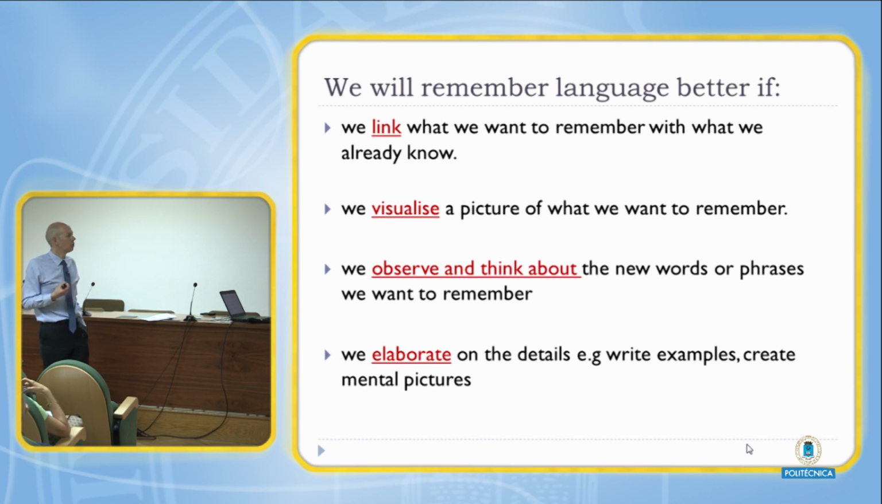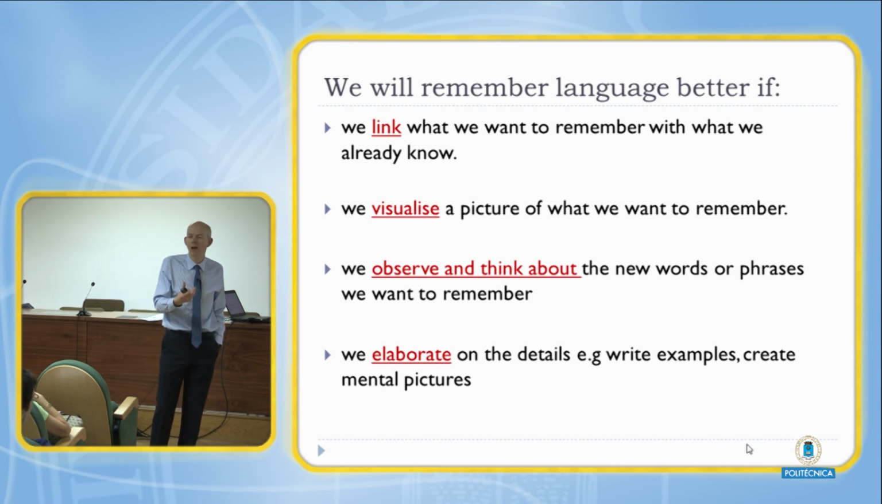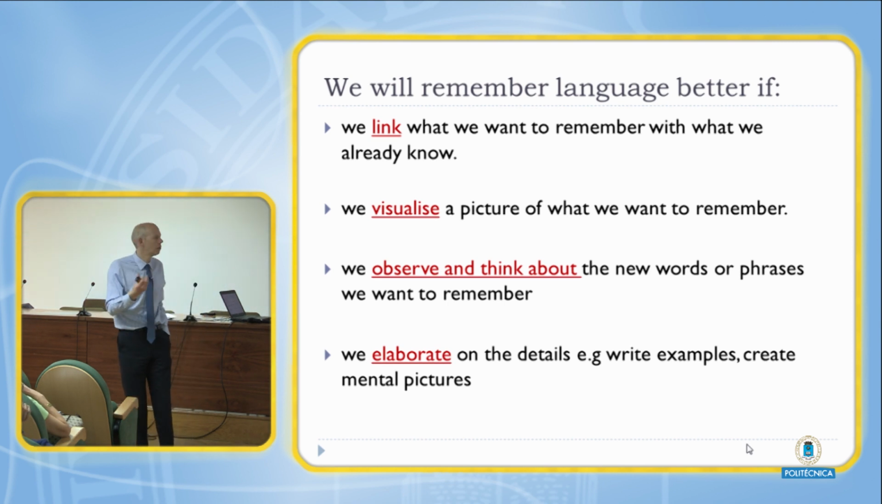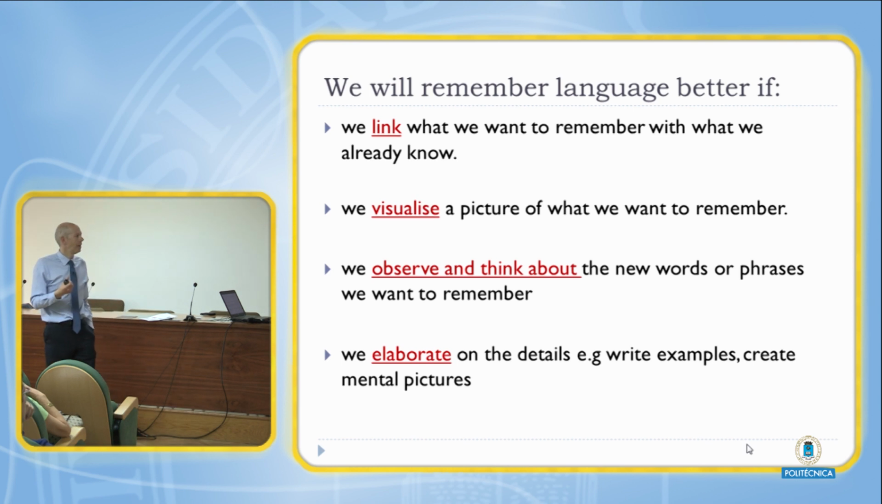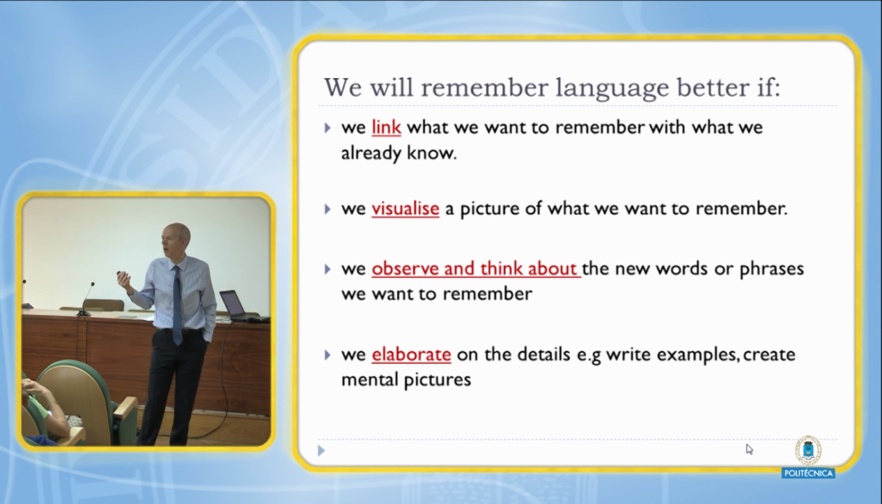Also, it's important to think about new words or phrases. So if you come across a loganberry, rather than just looking at it, trying to find out its characteristics, why it's different to a raspberry or blackberry, will help you to store that information. And elaborating on the details. So, for example, creating other possibilities rather than just saying, I want you to stay with me, I want you to dance with me, or other possibilities should help you to remember that phrase more effectively.